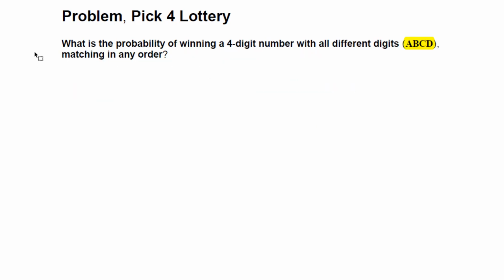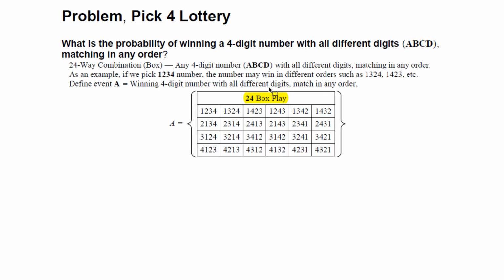So another question, what is the probability of winning a 4-digit number with all different digits matching in any order? So we may have, let's say, 1, 2, 3, 4, and we may win if the winning ticket is 2, 3, 4, and 1. So let's see. This is what they call a 24 box play. So if we pick 1, 2, 3, 4, we can win it in 24 ways.